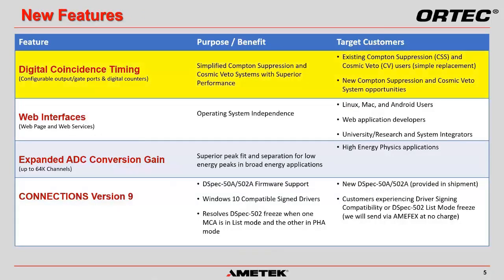First, let's talk about the digital coincidence timing, which is enabled through configurable output and gate ports with digital counters. This feature was added to simplify Compton suppression and cosmic veto systems while also achieving superior performance.